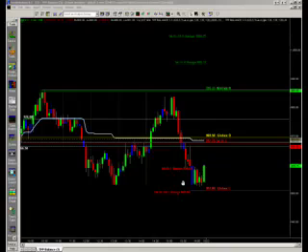I've spent almost the entire time talking about this. I hope this does help, and I want you guys to all look at these levels tomorrow, and hopefully it'll help you trading.